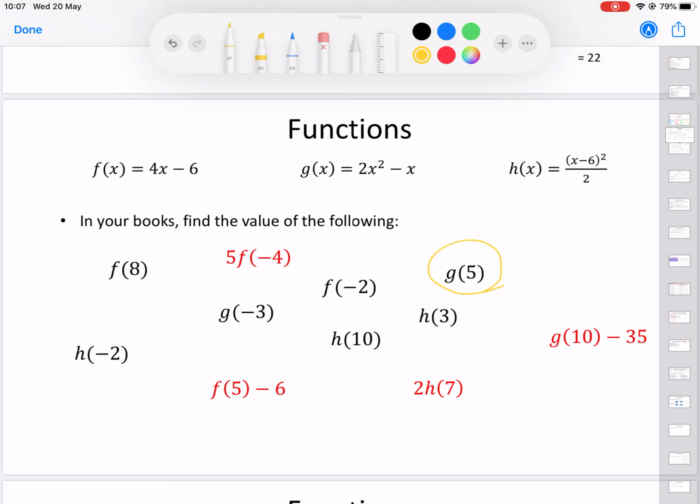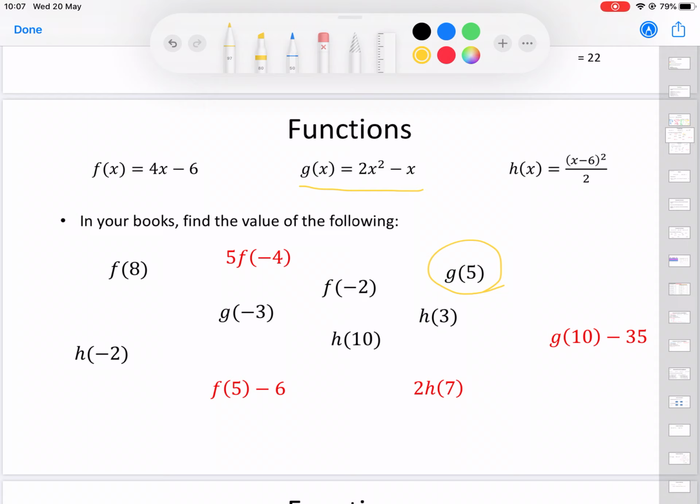Now, I need to look at my functions at the top here. Well, I've got f of x, g of x, and h of x. Now, obviously, if I'm doing a question where it's g of 5, I'm probably going to be using that g function. If I'm doing something with the letter f, I'll use the f function. If I'm doing something with the letter h, I'll use the h function.